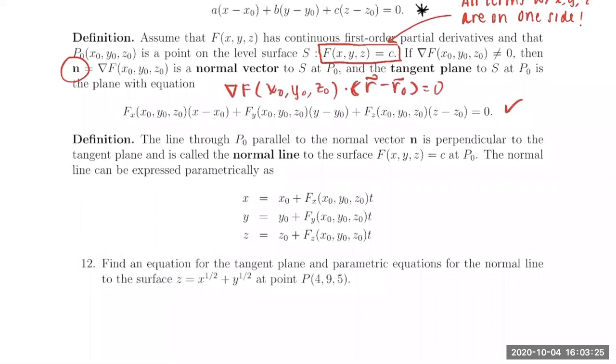Similarly, if we want a line normal to the surface at a point, well, then we just need to use, again, the gradient for our normal vector n. And we can set up our parametric equations of our normal line as such. All right, so these are the only two new pieces of information right here, these two definitions. And for the rest of the notes, we'll just be working out some example problems to illustrate these two definitions.